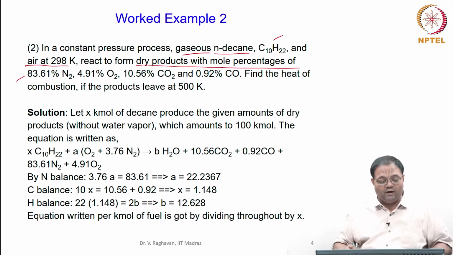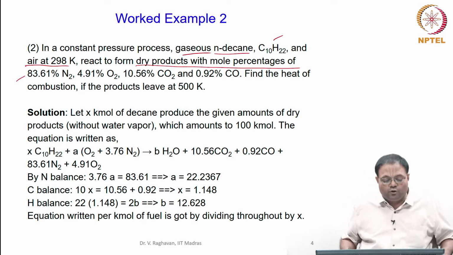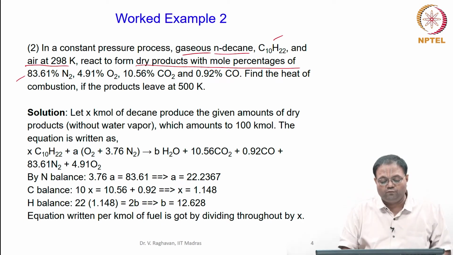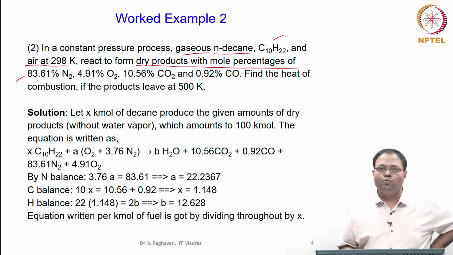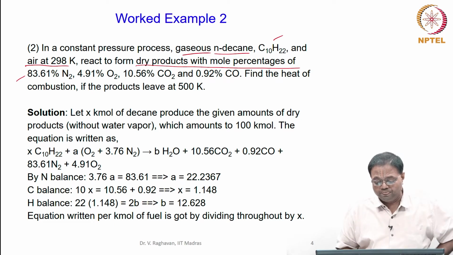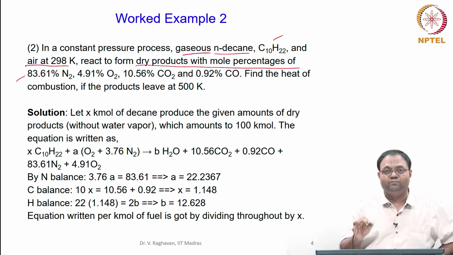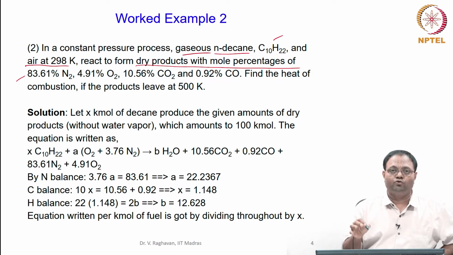The composition is given here: 83.61% N2, 4.91% O2, 10.56% CO2 and 0.92% CO. It is a dry combustion. H2O is not there because it is removed after condensing. So dry products. This means that in the reaction you should include H2O.